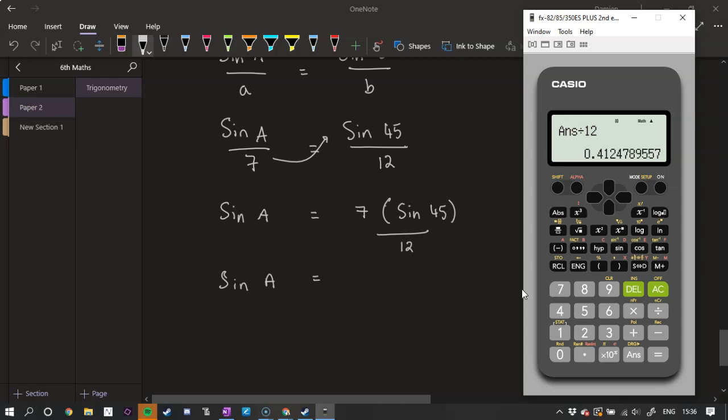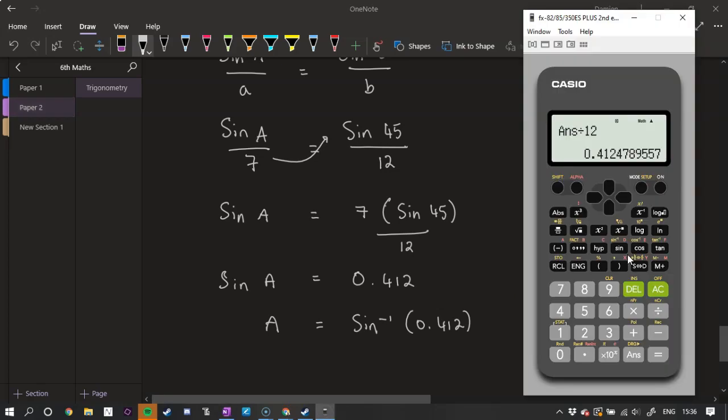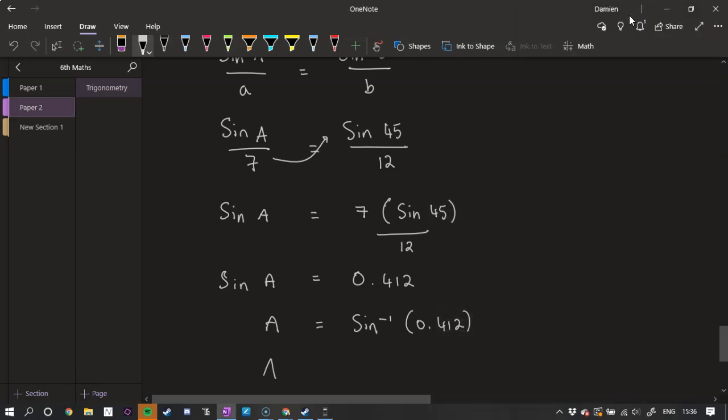And we'll change that to a decimal. So sine of A now is 0.412. To work out what A is, we've got to bring the sine across like we did earlier on. So inverse sine of 0.412. So back into the calculator. Inverse sine of 0.412 works out to be 24.33. So A is 24.33.